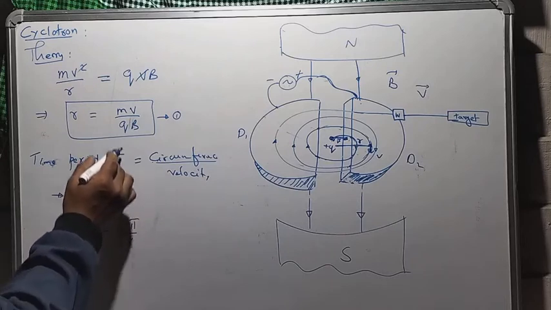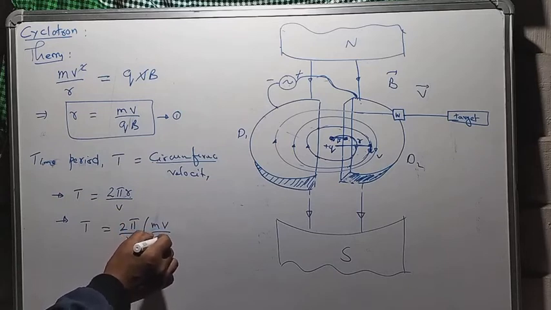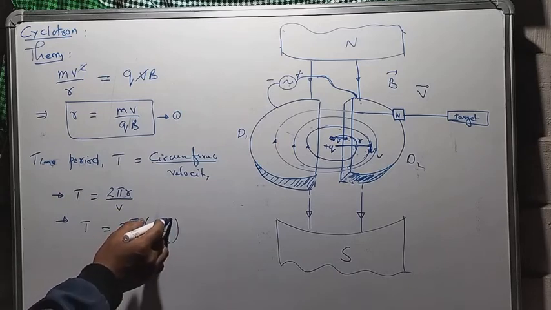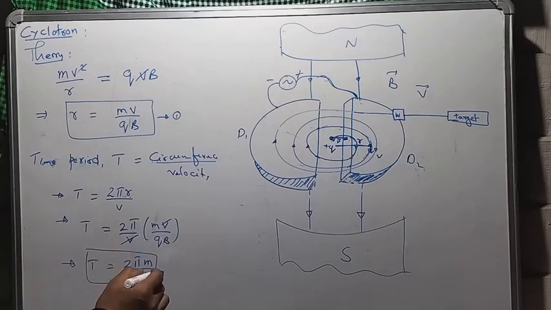Now I will substitute r equals mv upon qB. Now this v down and v up cancel. So you will get T equals 2 pi m upon qB. So this is the time period of revolution.